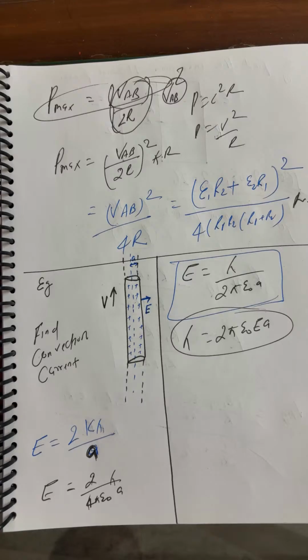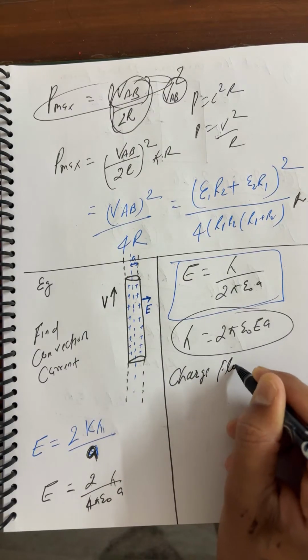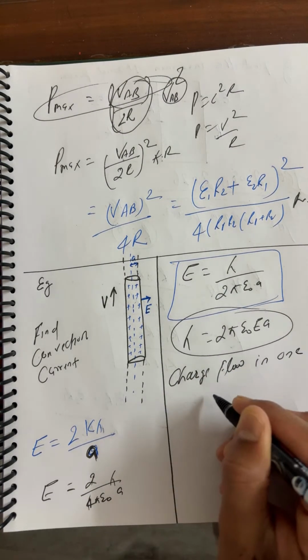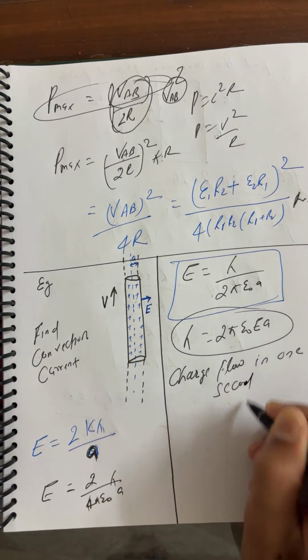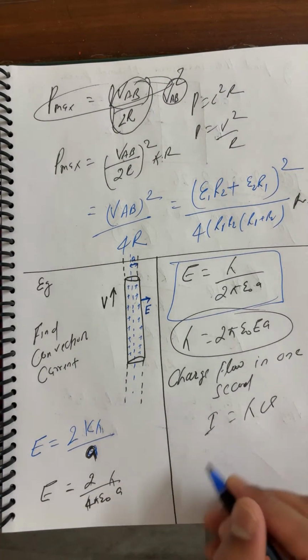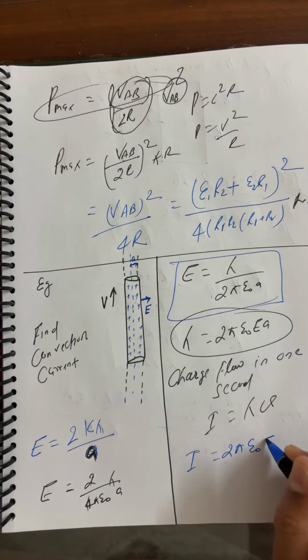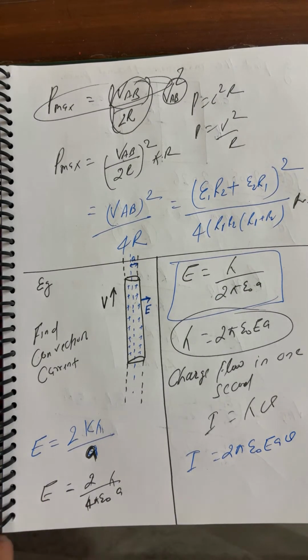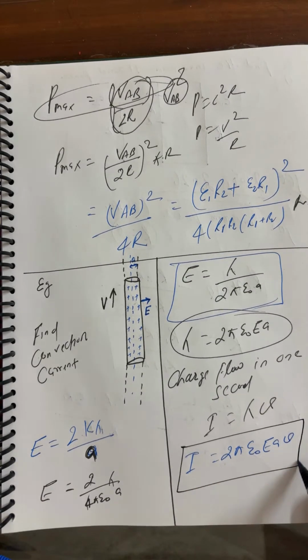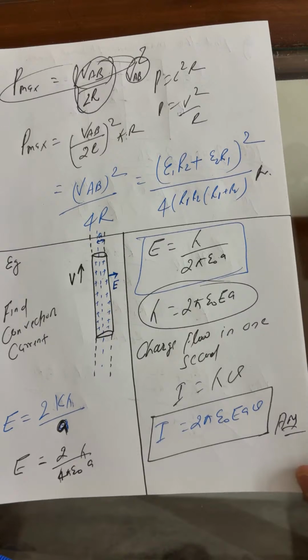Okay, charge flow through any cross section in 1 second. So you can write the charge flow in 1 second: I is equal to lambda into V. Lambda we already found, 2 pi epsilon naught E into A, into V. So this is my dear the answer of this question.